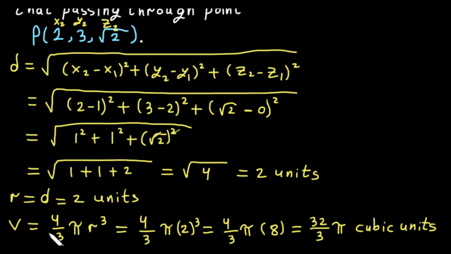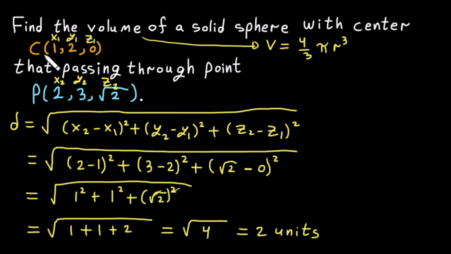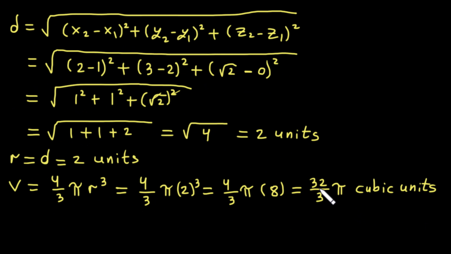So we calculate the volume of the solid sphere, which has the center C (1, 2, 0), passing through point P (2, 3, square root of 2). So the volume is equal to 32/3 π cubic units.